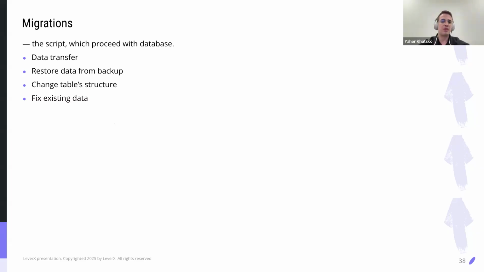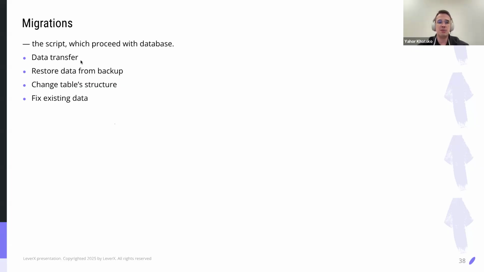So what kind of things could it be? The data transfer. Let's say we would like to move data from one table to another, or from one resource to our database. To restore data from the backup. I mean that we did some kind of backup during the release, and we would like to restore that data in the application. So we can also do that within the migration.